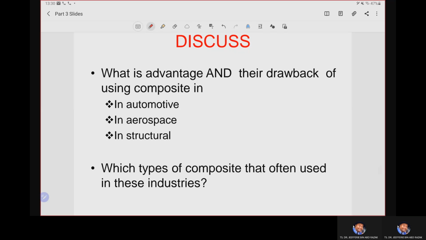Please discuss the advantages and the drawbacks of using composites in the following applications, namely automotive, aerospace, and structural applications. For each application, you can name the type of composite often used in those industries. You may refer to the lecture slides your lecturer already posted on ULearn. You can download them, and for self-enrichment, you can explore answers through many sources, maybe Google and textbooks.